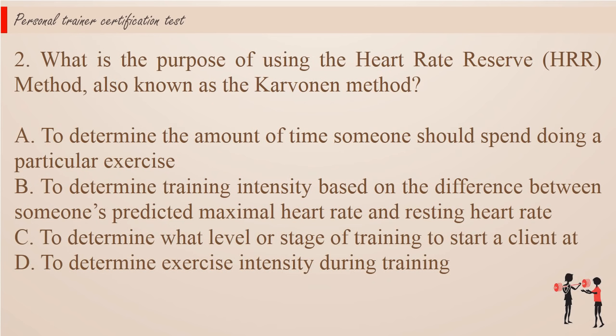Question 2. What is the purpose of using the heart rate reserve, HRR, method, also known as the Karvonen method? A. To determine the amount of time someone should spend doing a particular exercise. B. To determine training intensity based on the difference between someone's predicted maximal heart rate and resting heart rate. C. To determine what level or stage of training to start a client at. D. To determine exercise intensity during training.